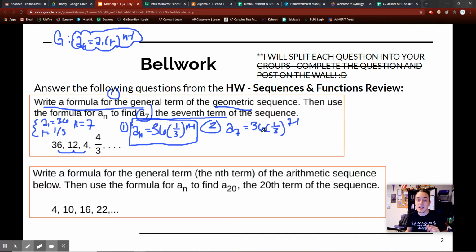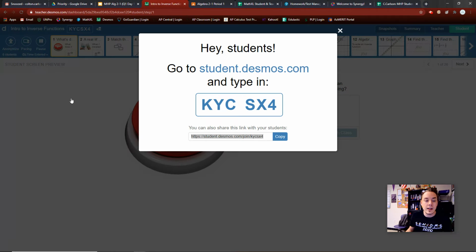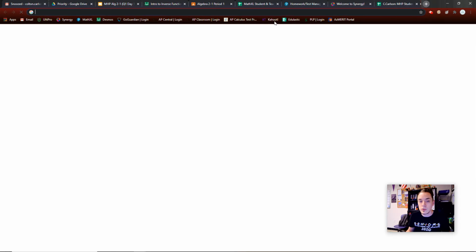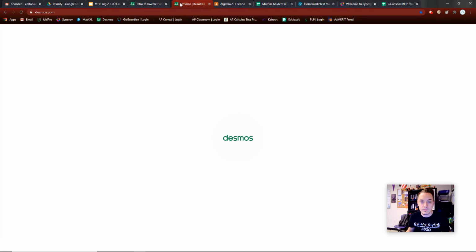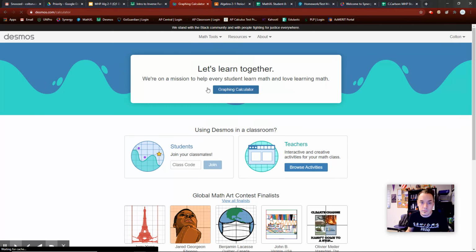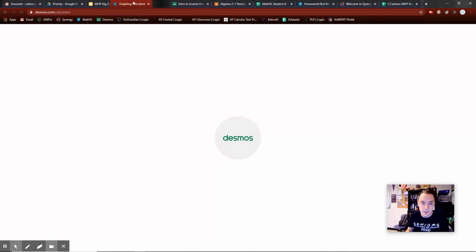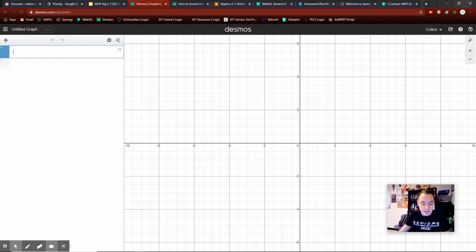What is that? Let's go to Desmos to find out. 36 times 1/3, and then to the 7 minus 1 power. Let's go to a whole new Desmos screen. Okay, so we have 36, and then 1 divided by 3. And then I'm going to go up, and then we wanted to find the 7th term, yes? So 7, let's do parentheses, 7 minus 1.